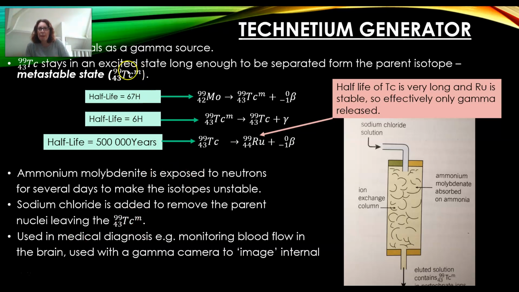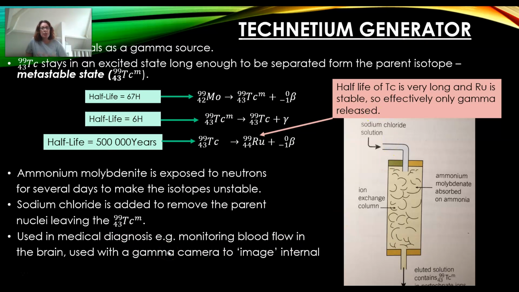Sorry, I think I've got this wrong at the start. This one, the metastable one, that's the excited one, and this is the normal one. So this one, the excited one, is the one that's going to give out gamma and then become the normal one here. I said that wrong at the start. And then this one will decay by beta, but very, very slowly. So the sodium chloride is added to remove the parent nuclei, which leaves behind this excited state technetium. And then you give it to the patient.